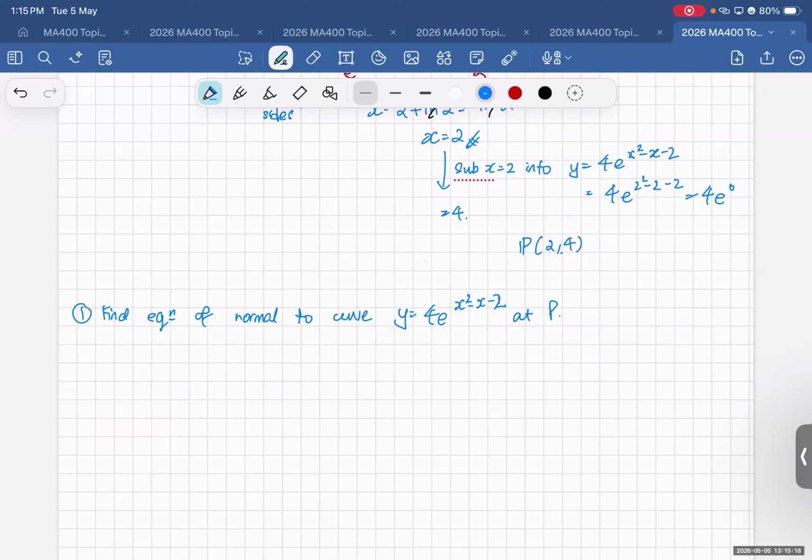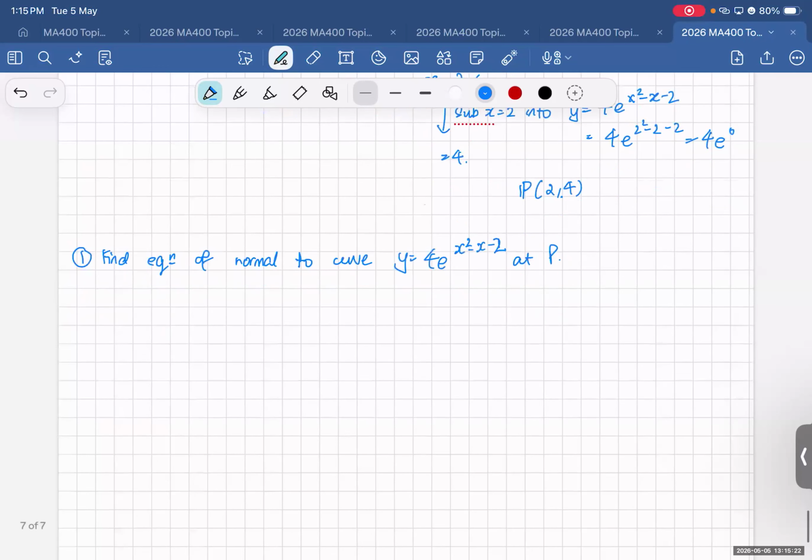Okay. After that, because you know that when you want to do the normal, you will need dy/dx, right? You need dy/dx. You need a point, right? What is point P? Your x1, y1 is (2, 4), which is P. What's your gradient now? Just differentiate very quickly. 8x. Yes, very good. 8x minus 4.